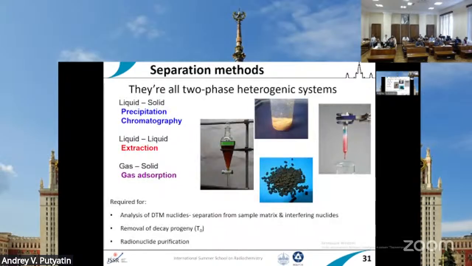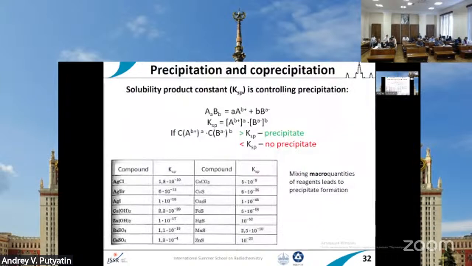So then, after the dissolution of the solid samples, we separate our radionuclides, and all the separation methods are based on the redistribution of the radionuclide between two phases. It is either between liquid and solid phase, as in precipitation and chromatography, or between two immiscible liquids, so it's liquid-liquid extraction, or between gas and solid, so it is gas adsorption or sublimation of the radionuclide.